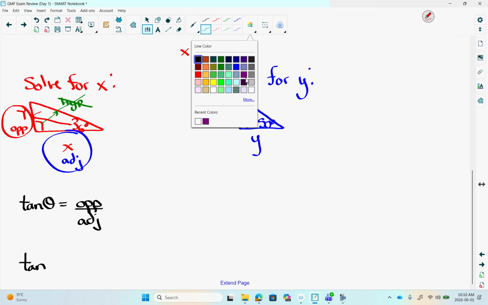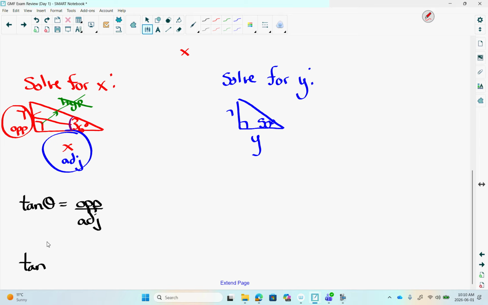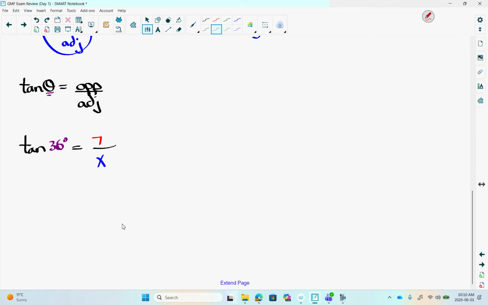What can I fill in for theta? What's the angle in this case? That's 36 degrees. It's going to equal, what's the opposite side? 7 divided by the adjacent side, x. We cool with that? Now, this is not the inverse tangent, it's just the tangent of 36. So take your calculator, tangent 36, write it down to 4 decimal places, 0.7265, equals 7 divided by x.